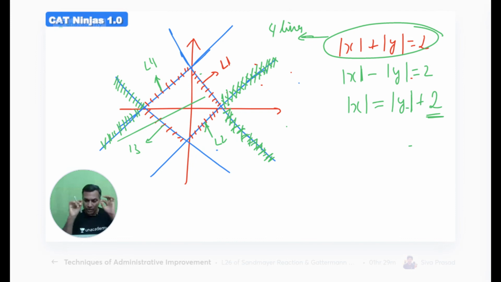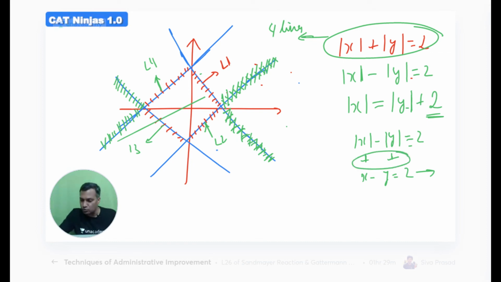And the 4 lines, again, if you are confused, you have to do the same stuff out here. You have mod x minus mod y is equal to 2. Put x is positive, put y is positive. Then what is the equation you get? You get x minus y is equal to 2, and both x and y are positive. So you have to draw this particular line and pick in quadrant 1. Plus means quadrant 1. This is the line I'm referring to, x minus y is equal to 2.